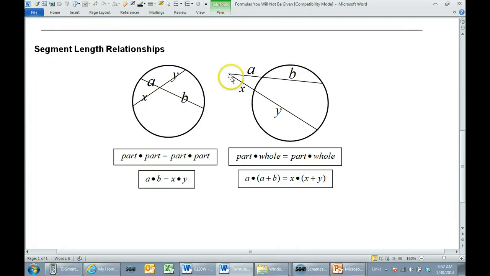When you have these, which are called secant segments that are extending outside the circle, it becomes part times whole equals part times whole. Now when I say part, it has to be the outer part. All right, the outer part times the whole is equal to the outer part times the whole. So in terms of the A's, B's, and the X's and Y's, it would be A times A plus B, because that A plus B is the whole. And that should equal X times X plus Y. So these are the relationships that we're using in this lesson today.